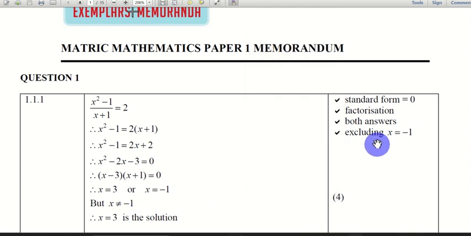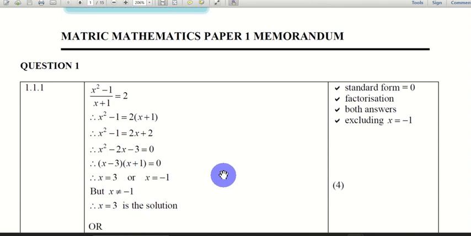So let's look at the marks again, factorization. They would give a mark in the olden days for factorization, and then both answers, but the final answer mark goes for excluding that x is equal to negative 1. Everyone done with that? Okay. Can I mark the next one for you? Or can we mark the next one?